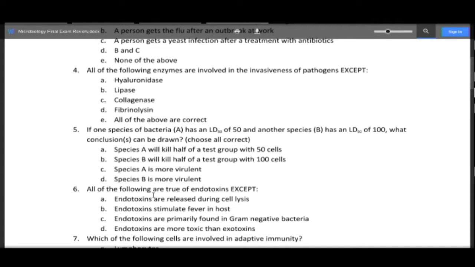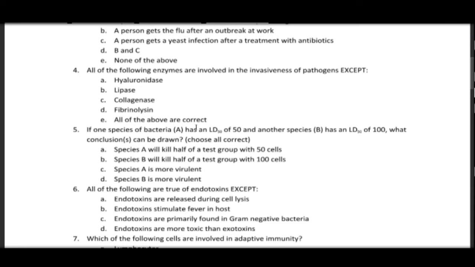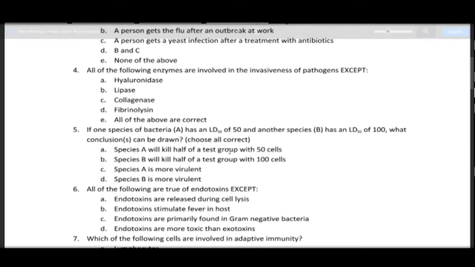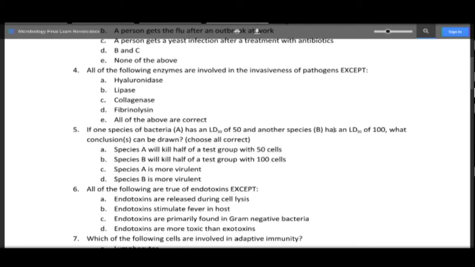So keeping that in mind, we'll look through the answers. A says species A will kill half of a test group with 50 cells. Species A has an LD50 of 50. So that one sounds good because it will kill half a test group, and LD50 is 50% or half. It's using 50 cells, and the LD50 is 50, that means 50 cells. So A is good so far. B says species B will kill half of a test group with 100 cells. Species B has an LD50 of 100. So LD50 is still the lethal dose to kill 50% of a test group or a population. It says species B needs 100 for killing half a test group. So B is good as well so far.